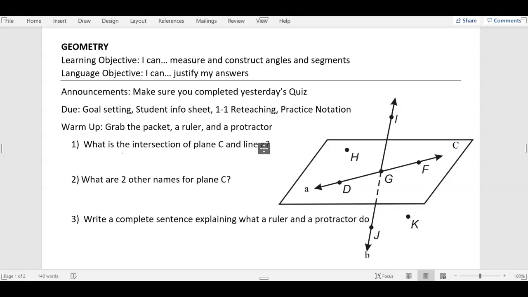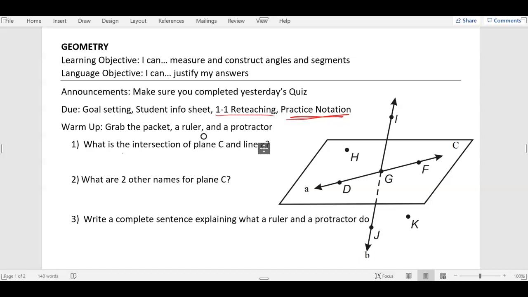I did put in some grades, so I put in the goal sheet and the 1-1 reteaching. So if you're missing 1-1 reteaching, that's in the blue bin in the back where you can get missing work. And I don't want headphones in our ears while I'm up here. So now, if you didn't turn in practice notation from 2 days ago, I believe, make sure you do that, okay? That's about to go in.